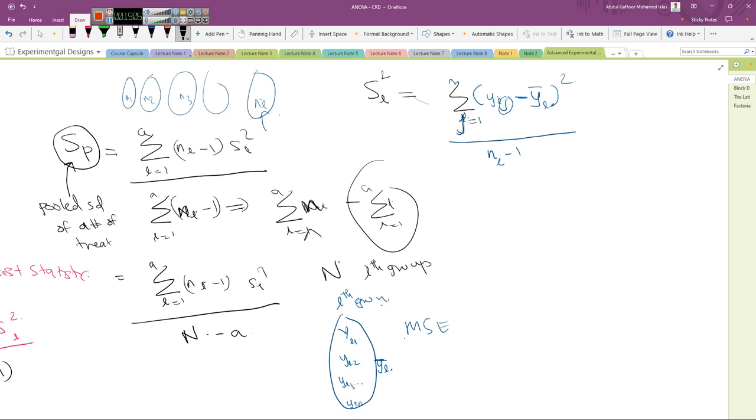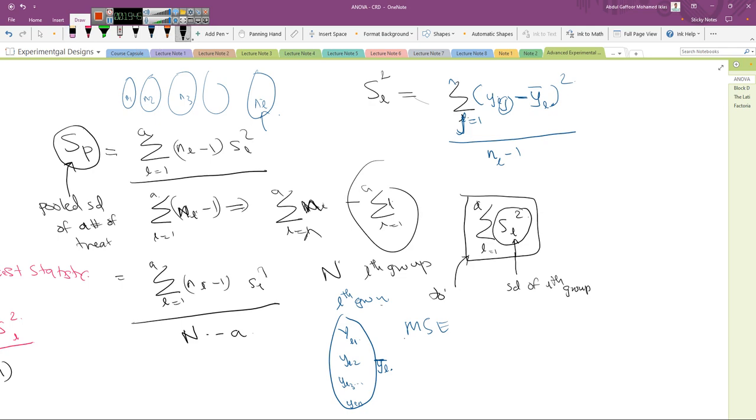Now I will add all of them, right? Summation i equals 1 to a of Si squared. This tells the standard deviation of one group, the standard deviation of the ith group, and this will give me the standard deviation between groups also, which will be the MSE. I mean, the total of the standard deviation of all groups. I can write it that way.